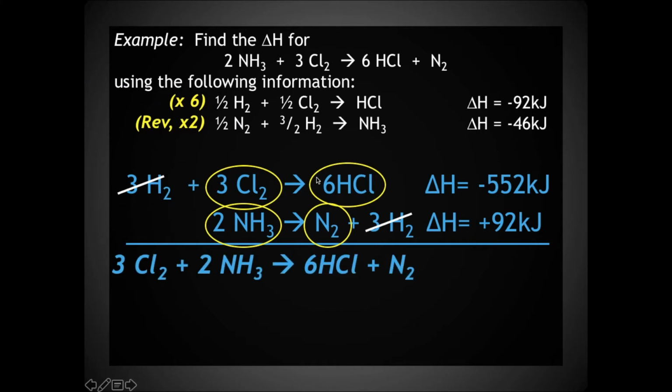So we will have our new equation, and then we need to add our heats. This is the main thing because it's asking for the delta H. This is more for checking our answer to make sure we've done everything right to match this. So we just add these 2 together, and that's what we get, and that's our answer.